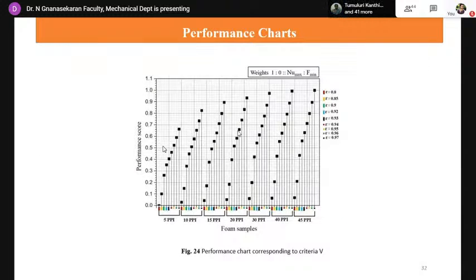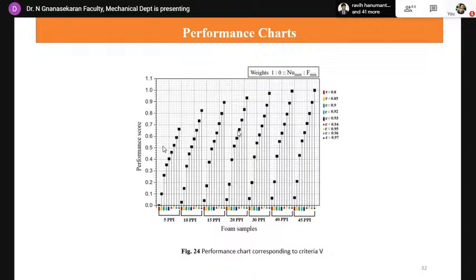And you can see here now for the 100% weightage to the Nusselt number. Suppose I am not worried about the pressure drop, I am much worried about the Nusselt number, or I am giving importance to the Nusselt number. 100% weightage is given. Therefore, the performance score is now moved to the 40 ppa because of more interfacial area, and then also 0.97 porosity for 40 ppa shows the highest value of performance score.